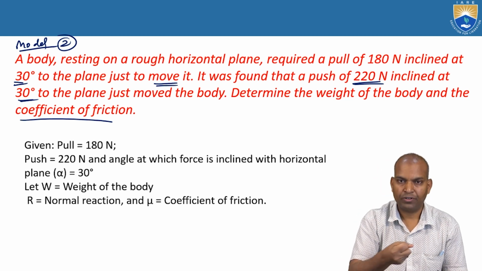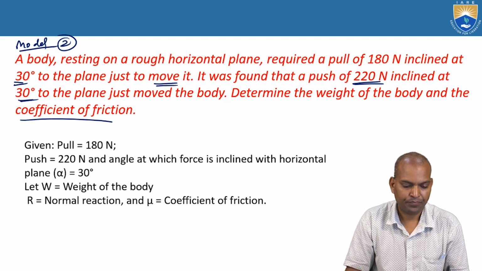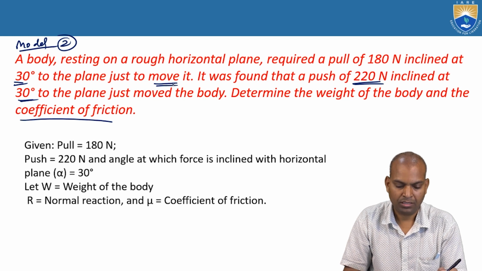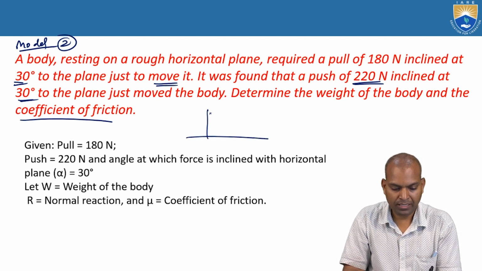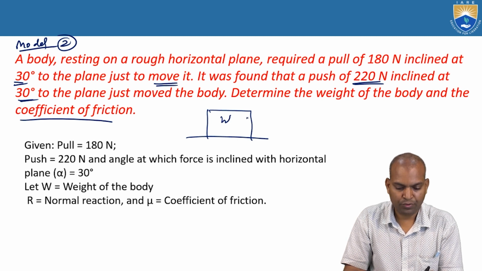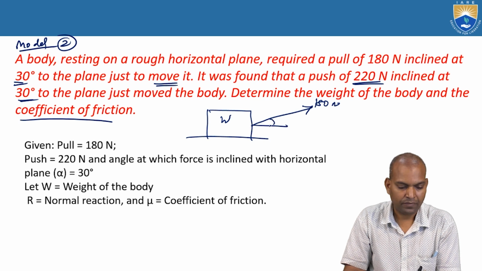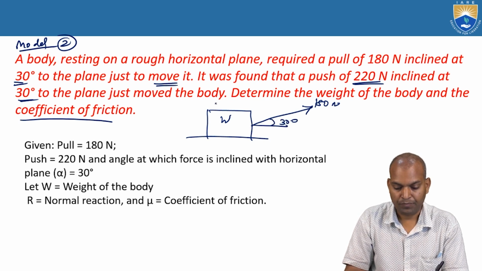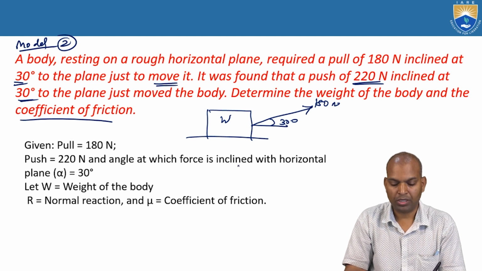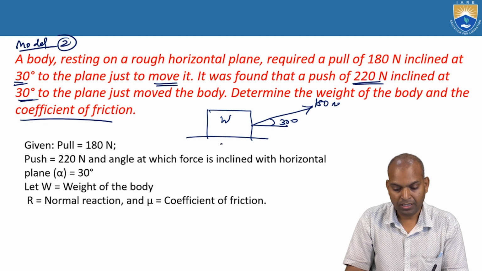180 newtons of effort is required, inclined at a 30 degree angle to the plane, just to move the body. This is a horizontal plane only. The body weight we don't know. In order to move it, 180 newtons is required at an angle of 30 degrees. It was found that a push of 220 newtons inclined at 30 degrees. Here it is the pull.